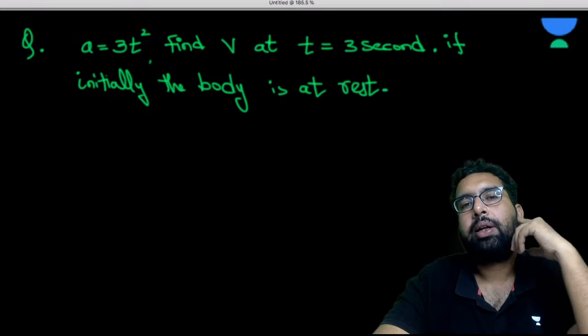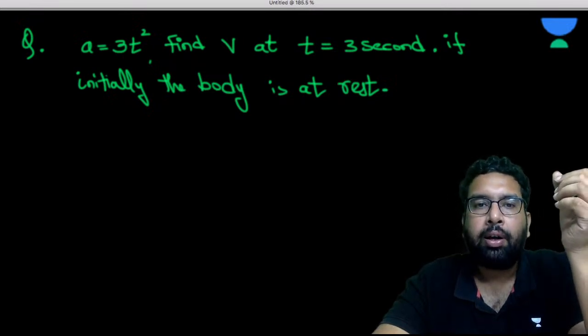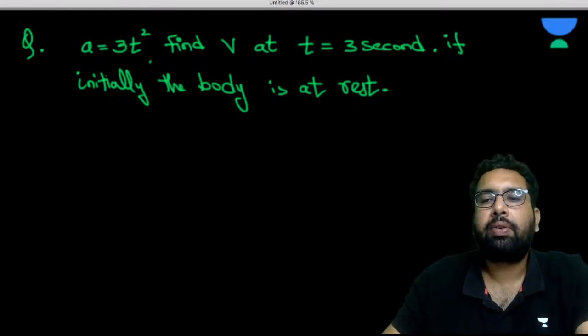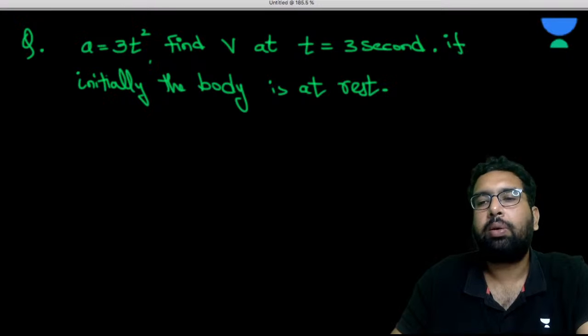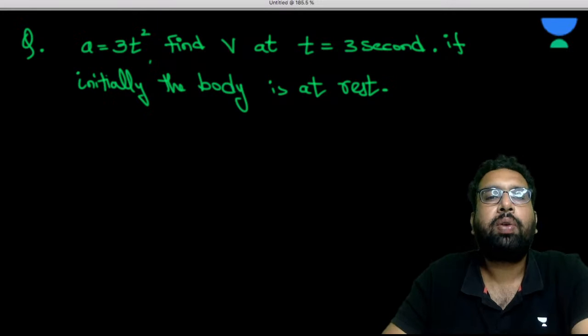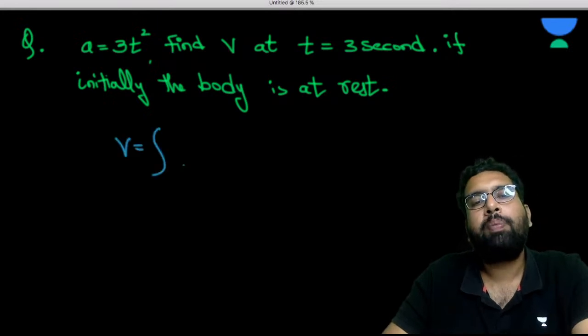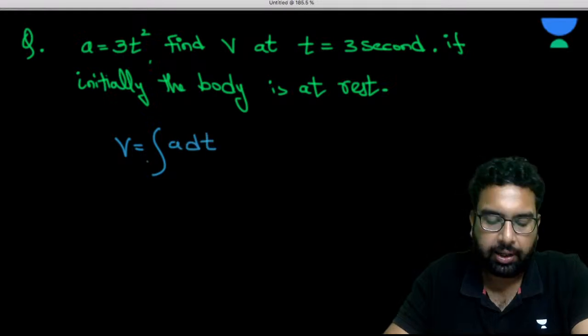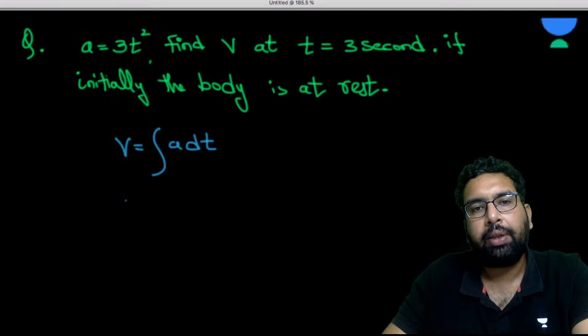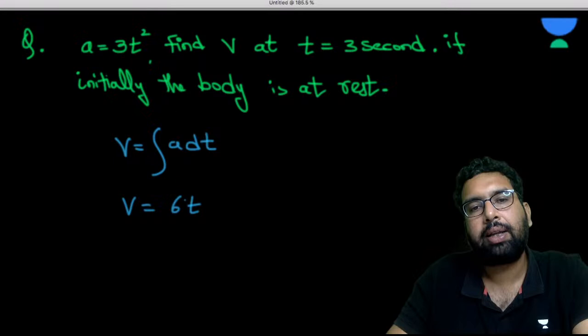Okay. Now what is said here? Find velocity at t is equal to 3 seconds if initially the body is at rest. So see how we got to do this. It is very simple. We have acceleration and want to find the velocity. From acceleration, if we want to move towards the velocity, we can write velocity as integration of a dt. So this is going to be 6t, 3t square, that is 6t. So velocity is going to be 6 times t plus c.